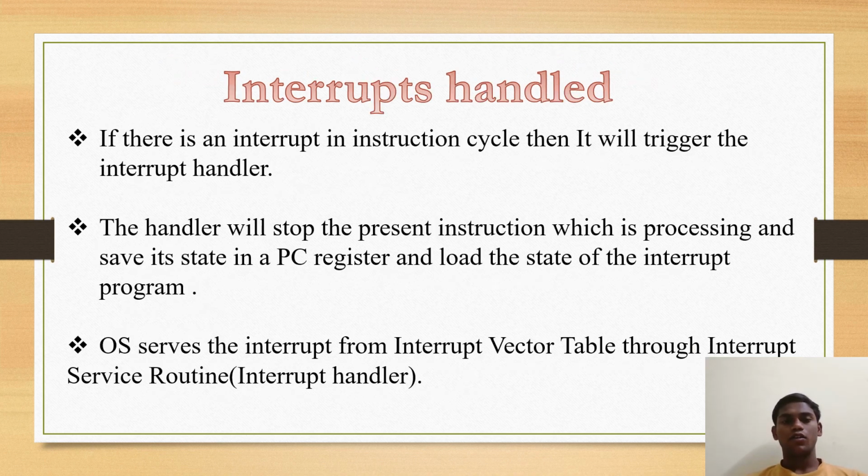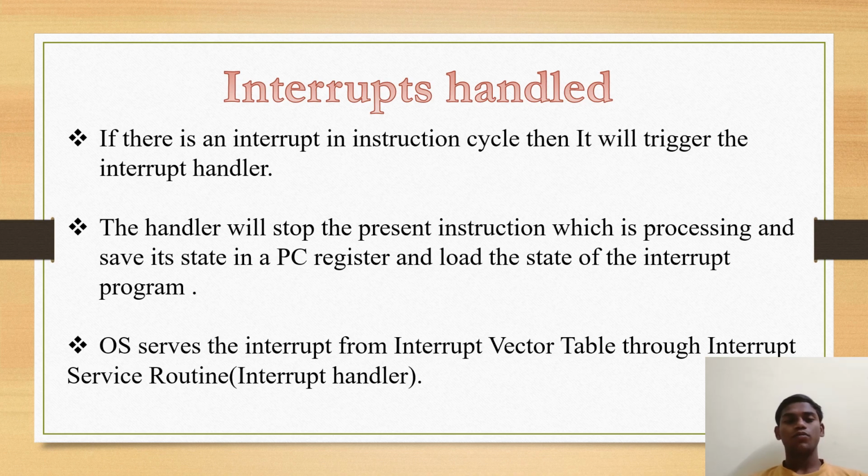Interrupt handling. If there is an interrupt in the instruction cycle, then it will trigger the interrupt handler. The handler will stop the present instruction which is processing and save its state in the program counter register and load the state of the interrupt program. The OS serves the interrupt from the interrupt vector table through the service routine.